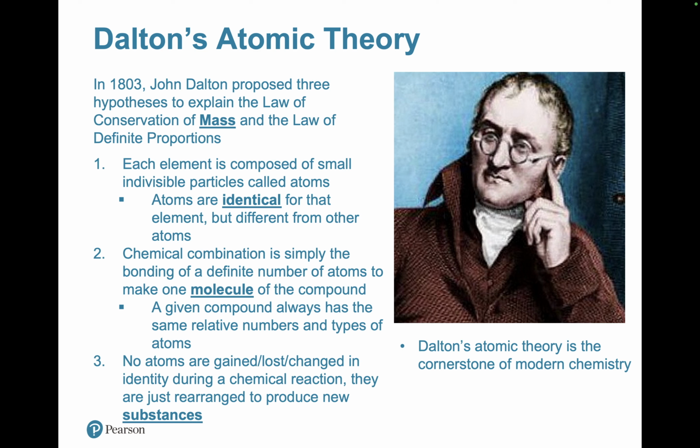Number 2 says that a chemical combination is simply the bonding of a definite number of atoms to make one molecule, and so a given compound will always have the same relative numbers of atom types. And the last one says that no atoms are gained, lost, or changed in identity during a chemical reaction. They are just rearranged to produce new substances, and that's a big thing right there. All right, elements are all the same, right? Of the periodic table, they all stay the same. What makes each molecule different is that the atoms in the molecule just rearrange in their organization, and that is what gives us new substances when we have chemical reactions.